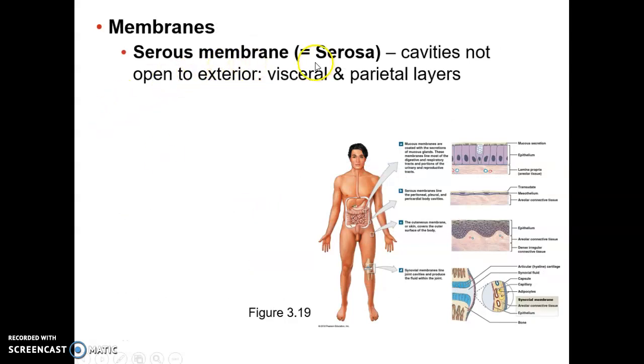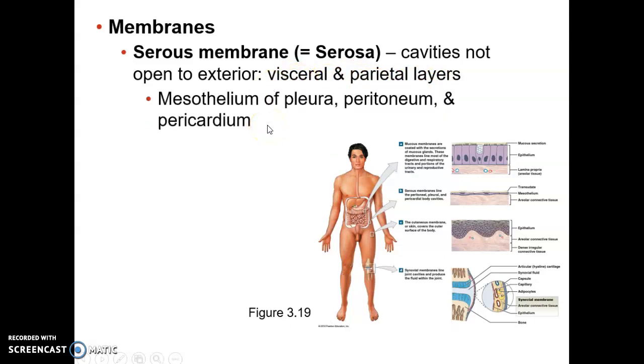A serous membrane, or a serosa, this is a membrane that is not open to the exterior environment. This is internal to the cavity. This is internal within the body, within bodily cavities. And they have two layers, a visceral and a parietal layer. And we introduced this in a previous chapter. For example, what's called the mesothelium of the pleurae surrounding the lungs, or the peritoneum surrounding the heart. Peritoneum surrounding the digestive organs in the abdominal cavity. And the pericardium, which surrounds the heart, right? Cardium for heart.